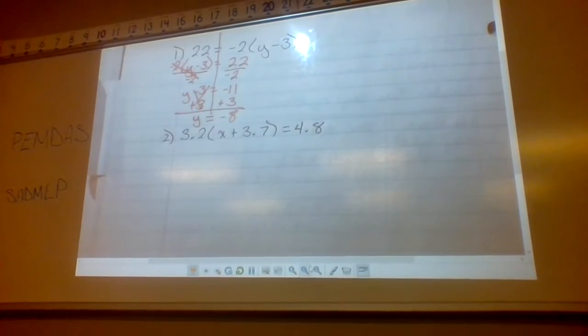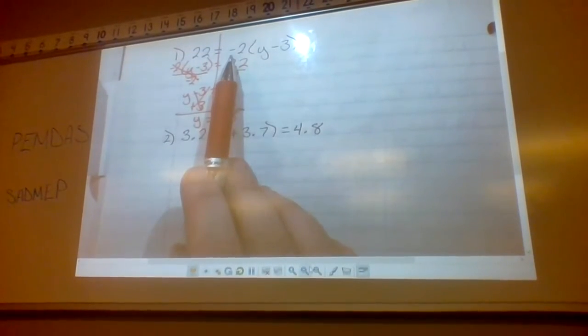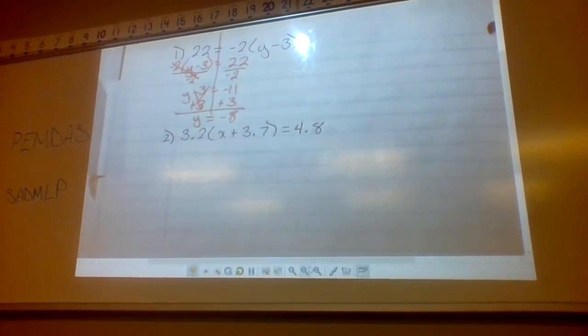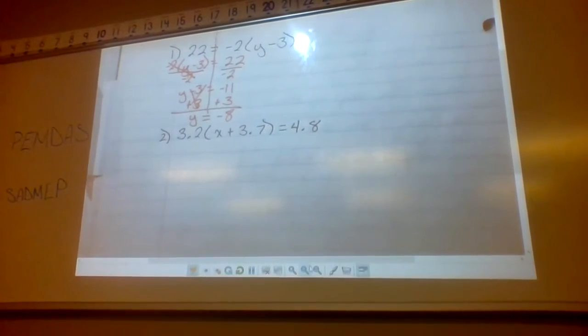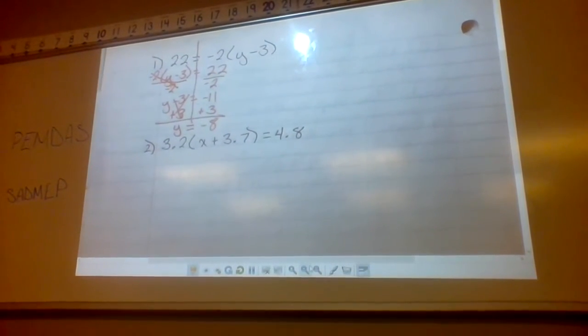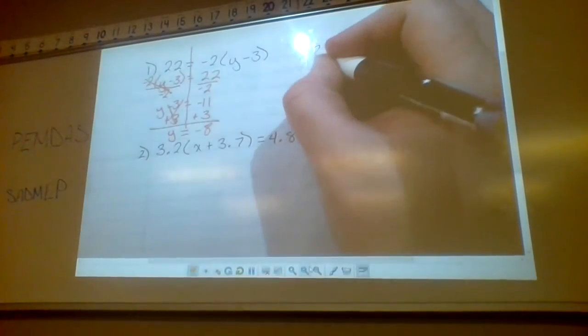Check. The biggest problems I saw are people are forgetting this negative right here, and you're not doing your checks. Remember, your check can guarantee if you are correct or not before you ever hand this in. Some of you would have missed points because the answer was wrong, and your check could have proved that. How do we do the check? You rewrite the same problem.